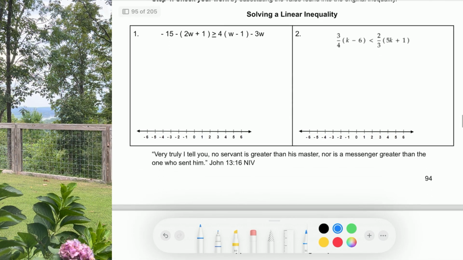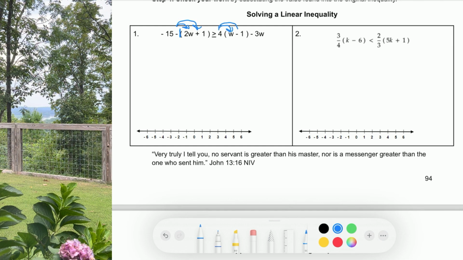So let's look at solving a linear inequality. And remember, linear means line, a straight line. So let's look at number 1. We have -15 minus 2w plus 1 is greater than or equal to 4 times w minus 1 minus 3w. The first thing I need to do is I need to distribute this invisible -1 to the items in this parentheses.